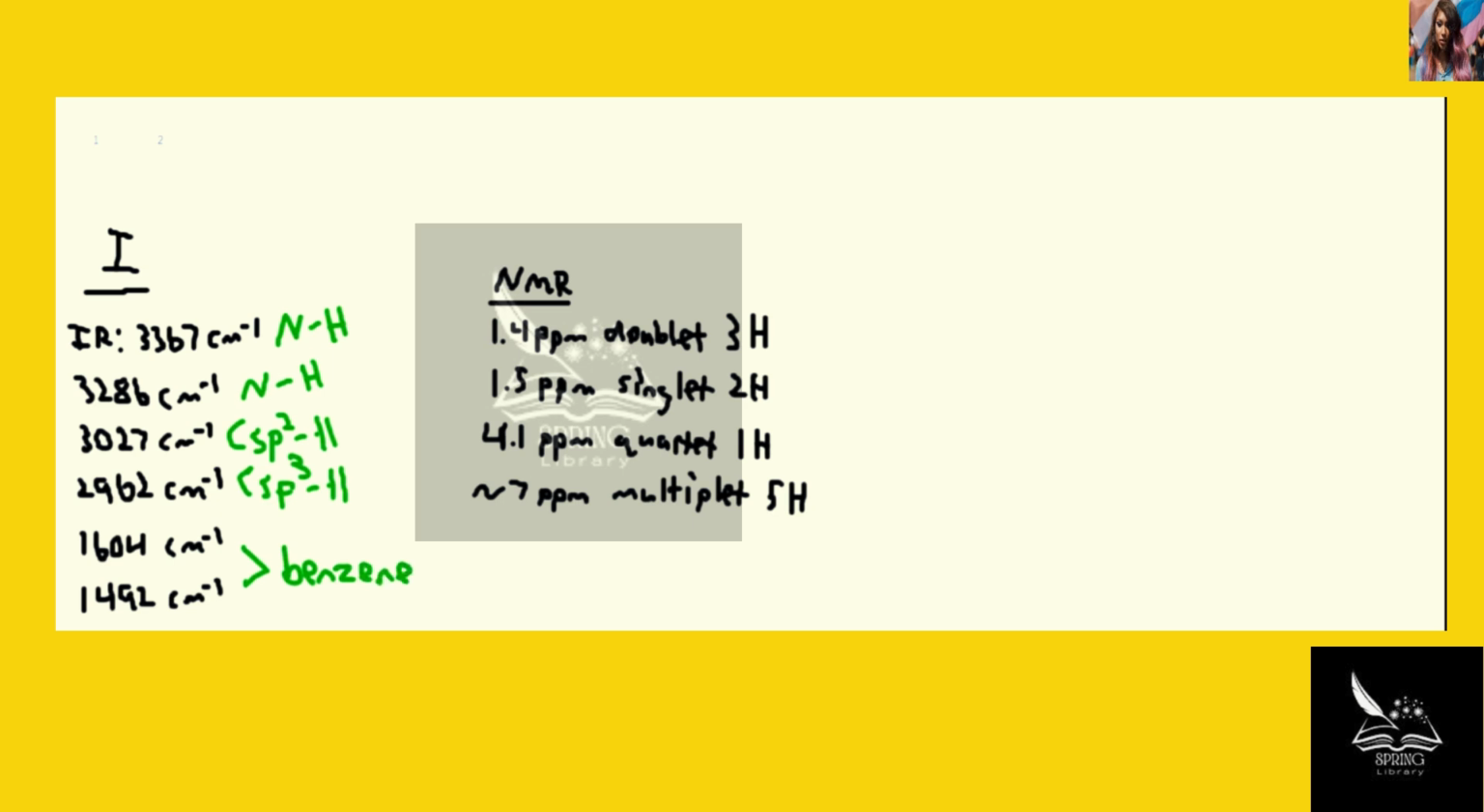And so again, looking at the signal around 7 ppm, that's a multiplet that integrates to 5. So again, this is going to be a monosubstituted aromatic ring.